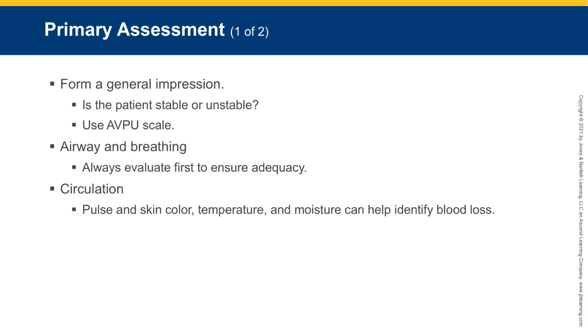Begin by forming a general impression of the patient. Assess whether they are stable or unstable, and use the AVPU scale to determine their level of responsiveness. Always prioritize airway and breathing to ensure the patient is oxygenating properly. Circulation should also be assessed, including pulse, skin color, temperature, and moisture, to identify any signs of blood loss or shock.